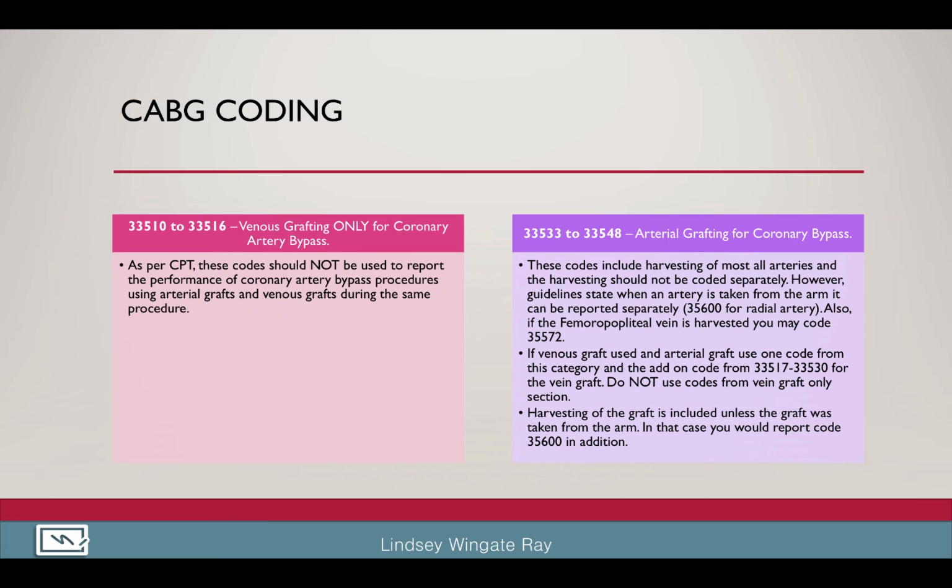If venous graft and arterial graft is used, that's a combined graft. And you should code from 33517 through 33530 for the vein graft. Those are add-on codes. You code the artery graft first, and then you will use these add-on codes 33517 through 33530 for the vein. Do not use codes from the vein graft only. They made special add-on codes for you to use here. Harvesting of the graft is included unless the graft was taken from the arm, like mentioned before, or the femoral popliteal. If it was taken from the arm, use 35600.